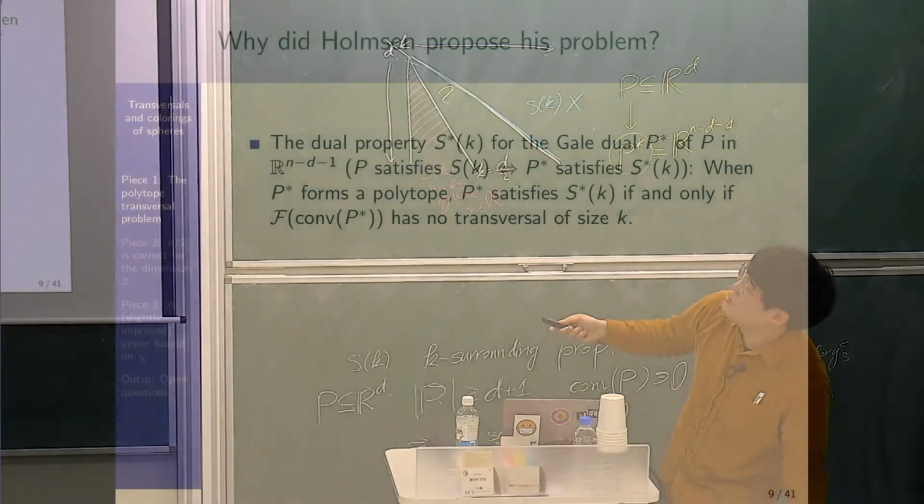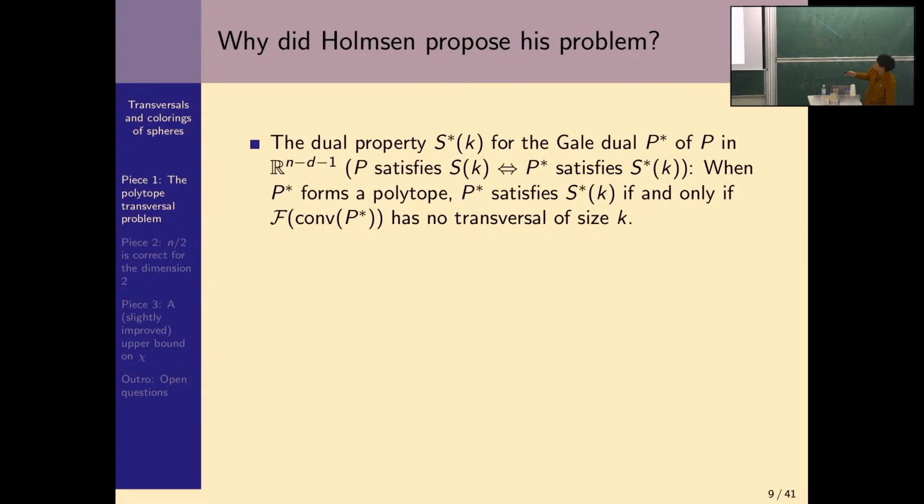So that is why I use the dual property here, for the Gale dual P star. And this dual property is actually equivalent to the original primal property SK, in the sense that P satisfies SK if and only if P star satisfies S star K. This actually holds in general, but it is a little more complicated to explain for a general case.